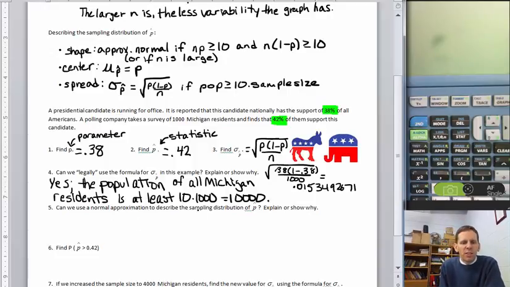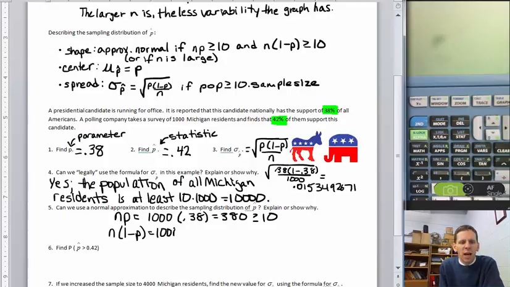Can we use a normal approximation to describe the sampling distribution? Well, if that's the case, we said that n times p and n times 1 minus p both have to be greater than or equal to 10. I'm feeling pretty confident here. Our sample size is 1,000, which is already pretty big, and if we multiply it by 0.38, you'll notice that we get 380. That is greater than or equal to 10, and we're in pretty good shape. If I do n times 1 minus p, same kind of idea. We get 1,000 times 1 minus this. If you just want to write 0.62, which is what it's equal to, that's fine. When you multiply that out, you'll get 620. That's also greater than or equal to 10. Both values work, so our answer is yes.